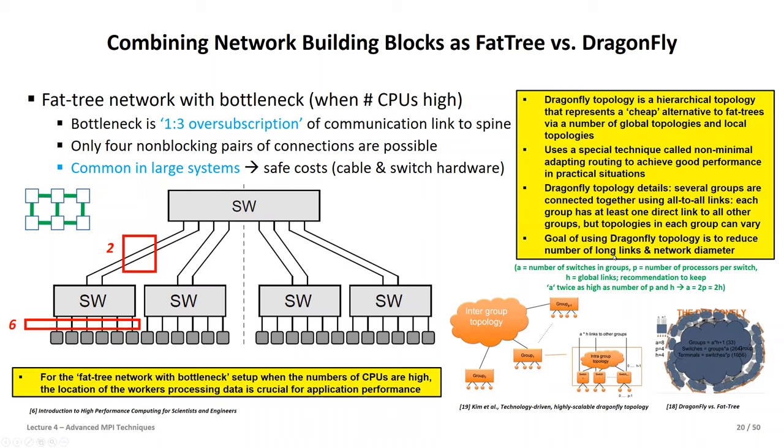So here, many people use Dragonfly today, which is a very interesting topology structure. It's a hierarchical topology that has basically a more or less cheap alternative to these fat trees, where you have this full mesh in a sense. And there are these kind of local groups where the topology in these local groups can be different. And then for the global groups, everybody has at least one link to others.